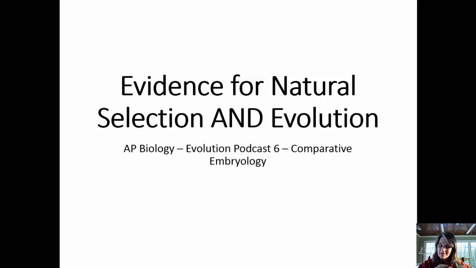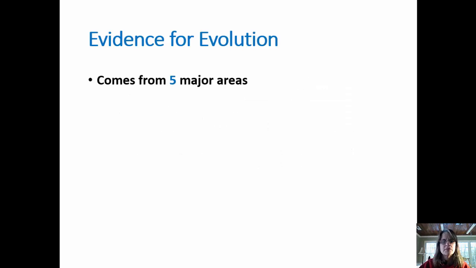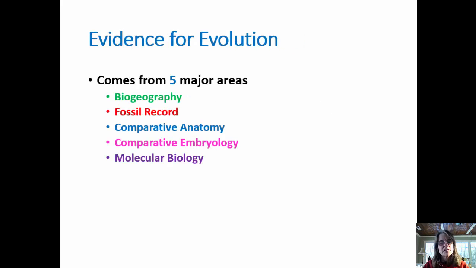We are still compiling all the evidence that evolution has actually occurred, that species have changed on Earth over time. And our next little packet of evidence is called comparative embryology. So let's get right to it. Remember that the evidence for evolution comes from 5 major areas of science, and none of these has to stand alone by itself. They all weave together to make this incredible mountain of evidence that supports evolution.